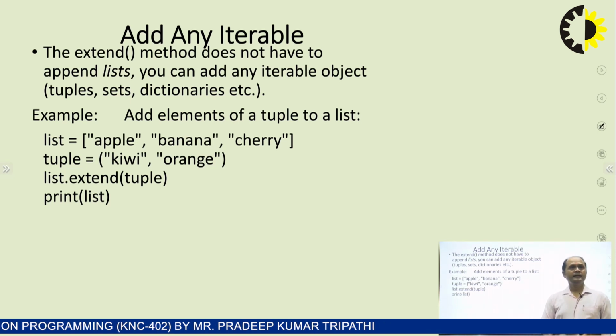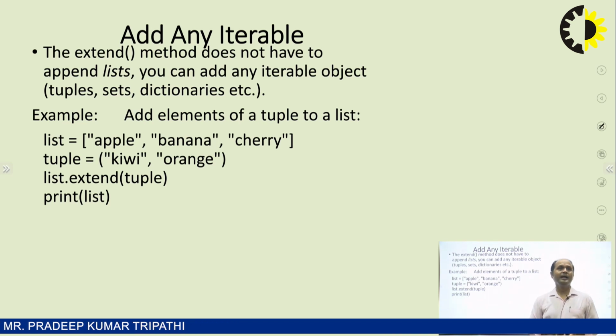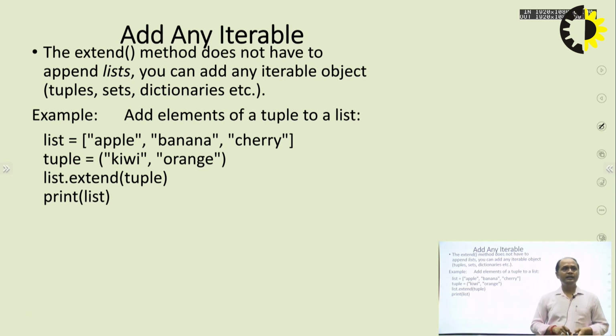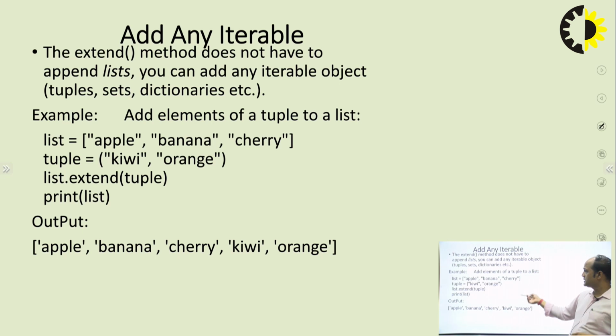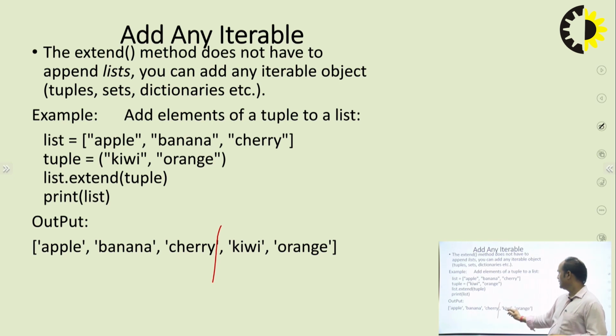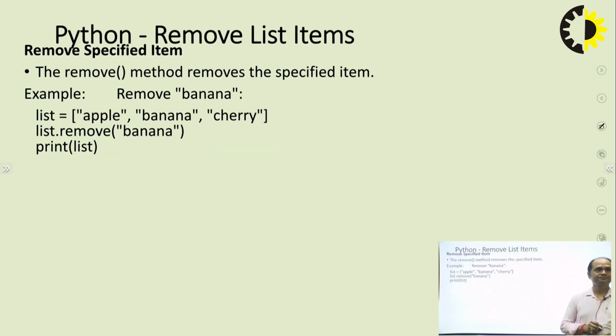The extend method does not only work with lists. You can add any iterable object like a tuple, set or dictionary. So to add the elements of a tuple to a list, how can we use it? We define the tuple, then list dot extend tuple. What is the output? This is apple, banana, cherry, which is the list, and kiwi and orange, which are the items of the tuple. We use this method by using extend directly.